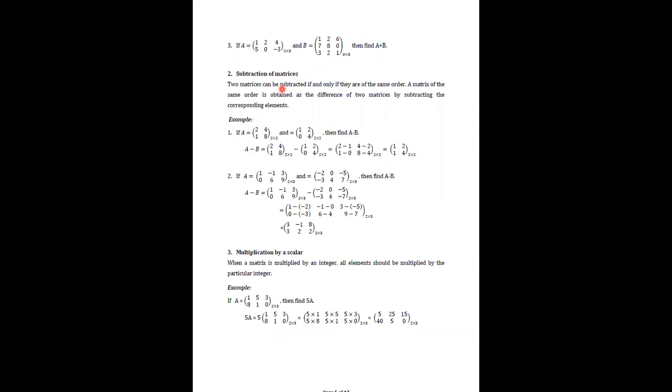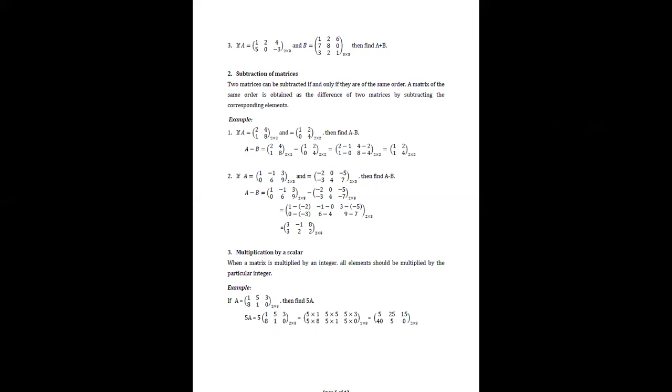Here what we need to do is check whether the given matrices are in the same order or not. If the matrices are in the same order, then we can say that the matrices are conformable for matrix subtraction. If the condition is satisfied, then we can go for the subtraction of the corresponding elements.